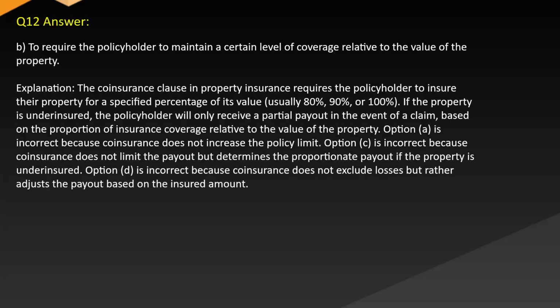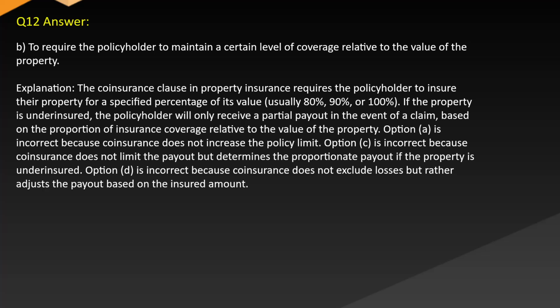Answer. B. To require the policyholder to maintain a certain level of coverage relative to the value of the property. Explanation. The coinsurance clause in property insurance requires the policyholder to insure their property for a specified percentage of its value, usually 80%, 90%, or 100%. If the property is underinsured, the policyholder will only receive a partial payout in the event of a claim based on the proportion of insurance coverage relative to the value of the property.